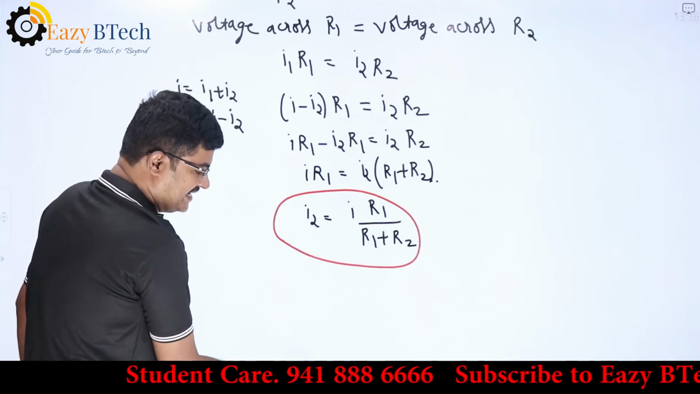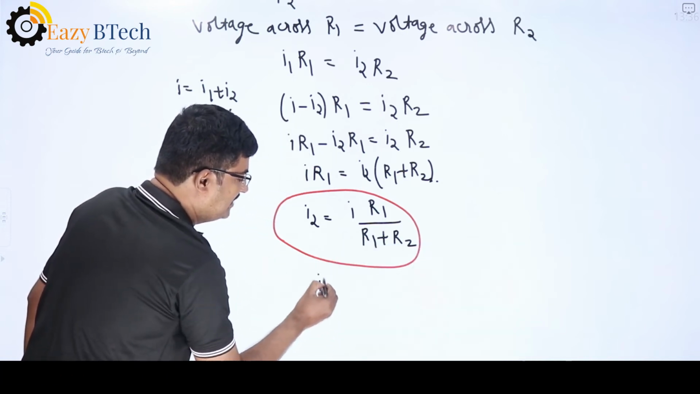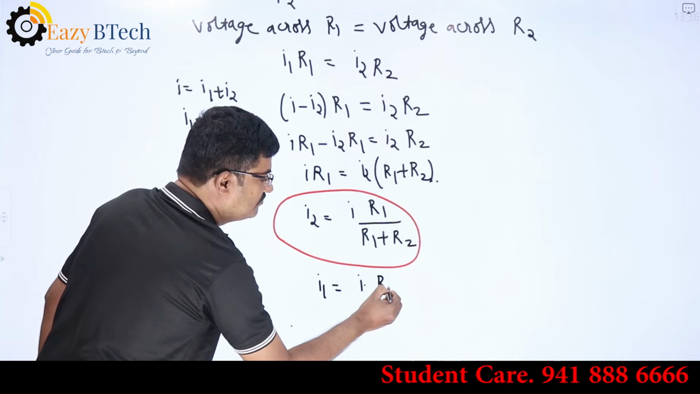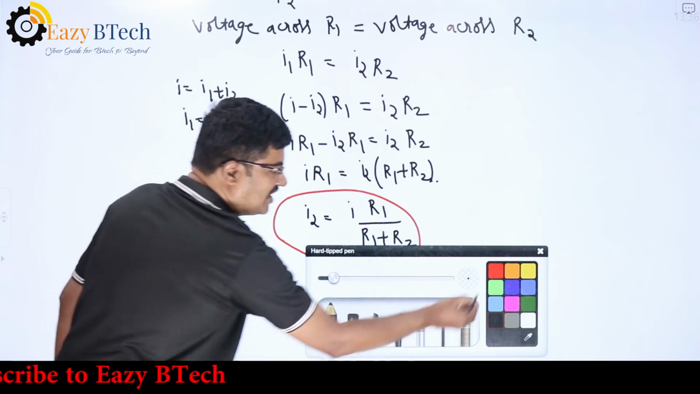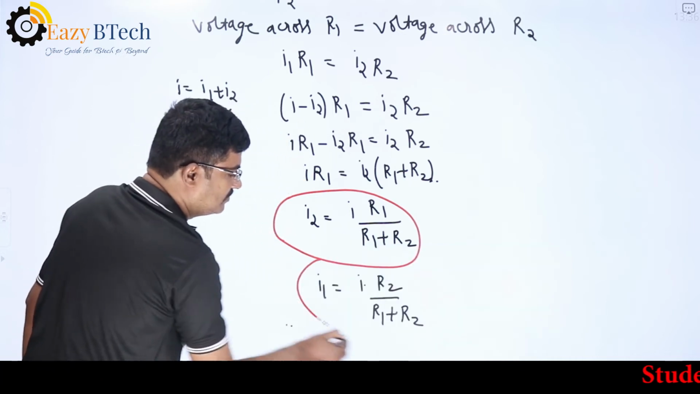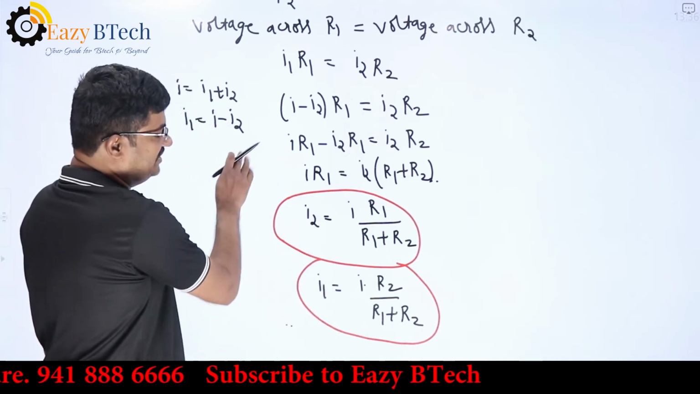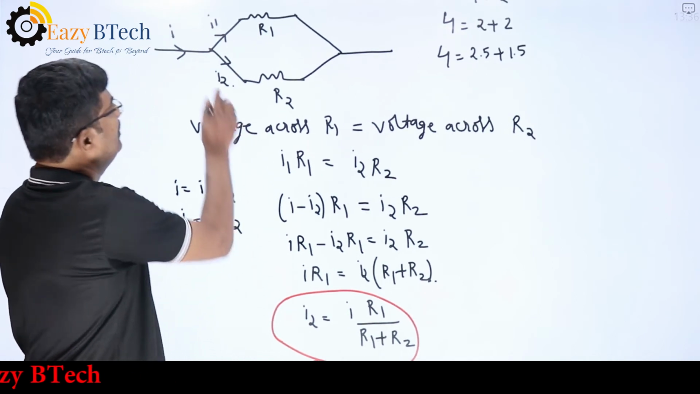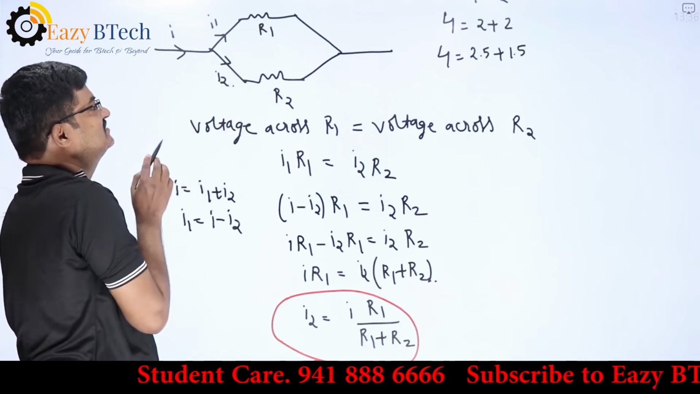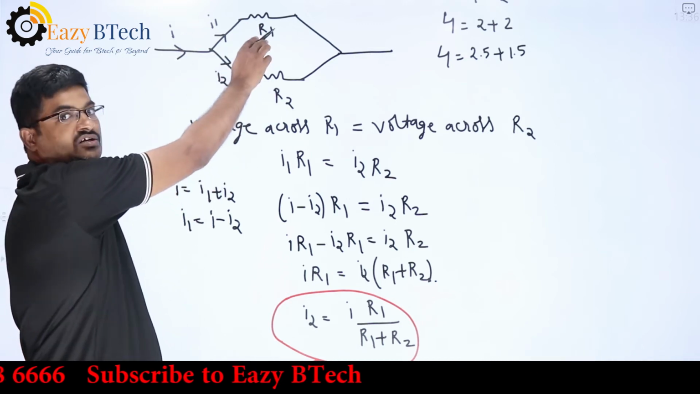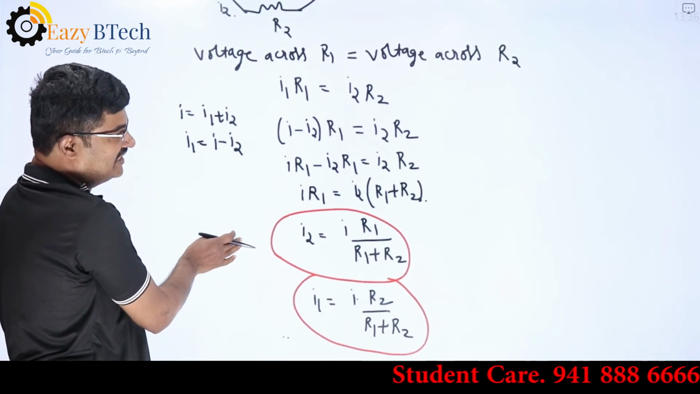In the same way, I can write I1 is equal to total current into opposite resistance by sum of the resistances. This is one more formula that we have derived. So these are the two formulas. If you want the value of I1, it is total current into opposite resistance by sum of the resistances, and likewise for I2. This is nothing but my current division method.